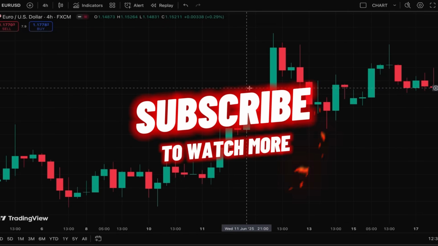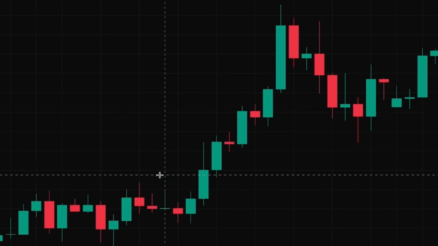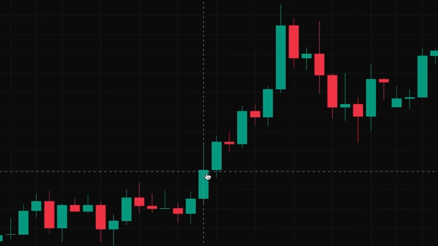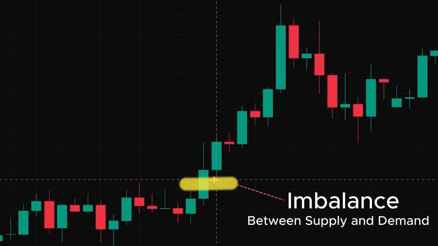Alright, first let me explain what a fair value gap is. A fair value gap forms when we have 3 consecutive candles where there is a gap between the shadows of the first and third candle. This gap is left by market imbalance, and this is usually considered where the institutional traders were active and created imbalances in the supply and demand.